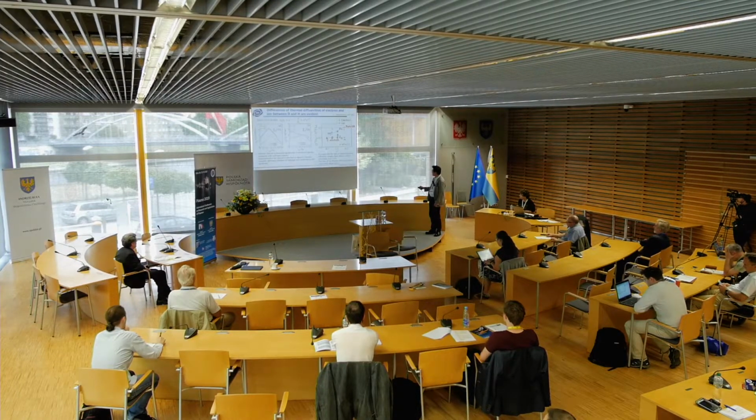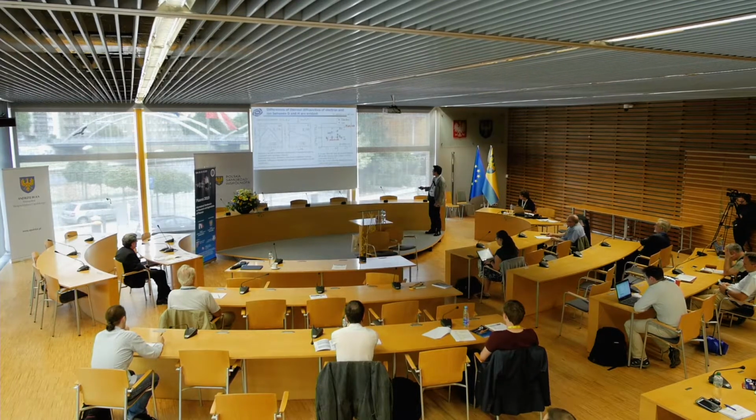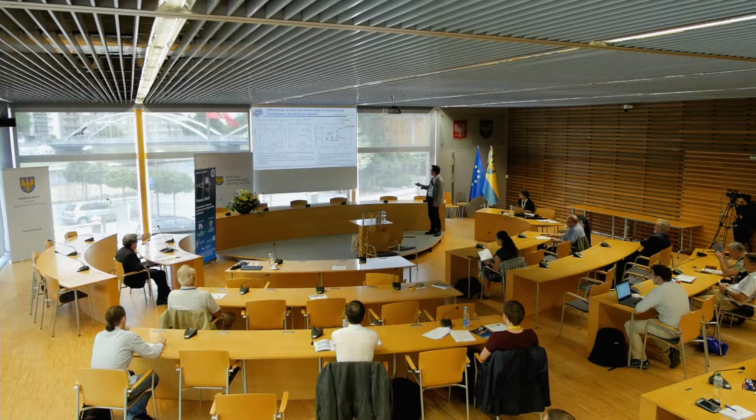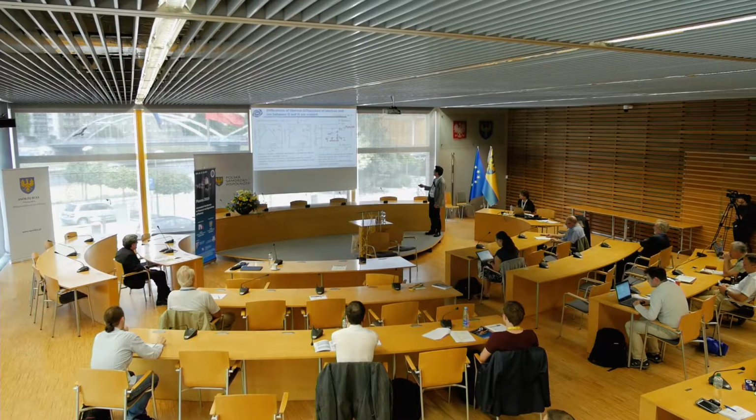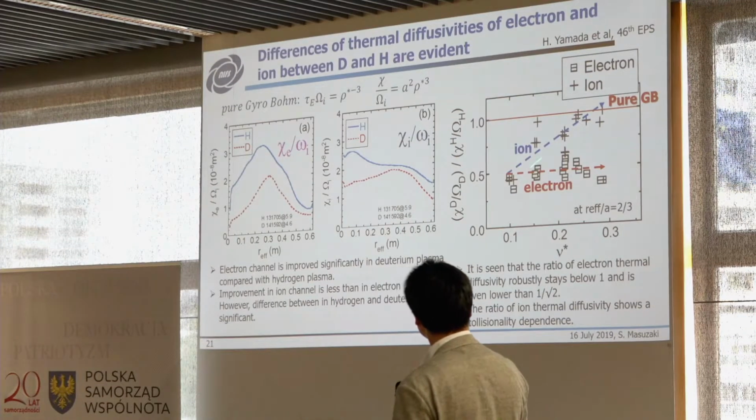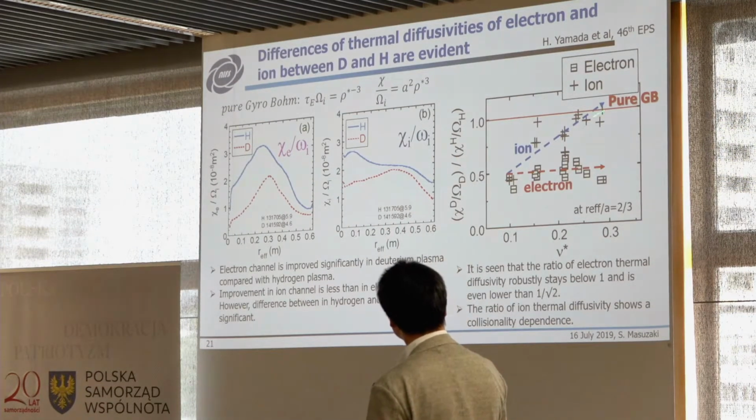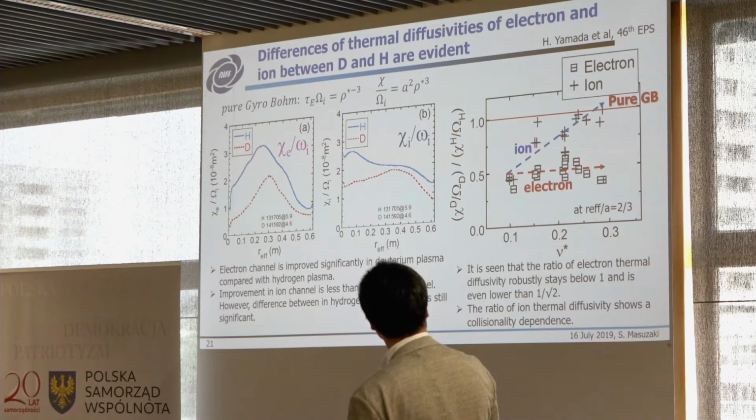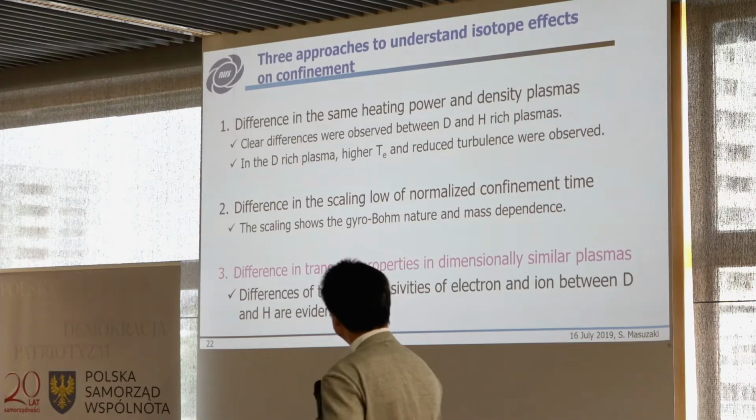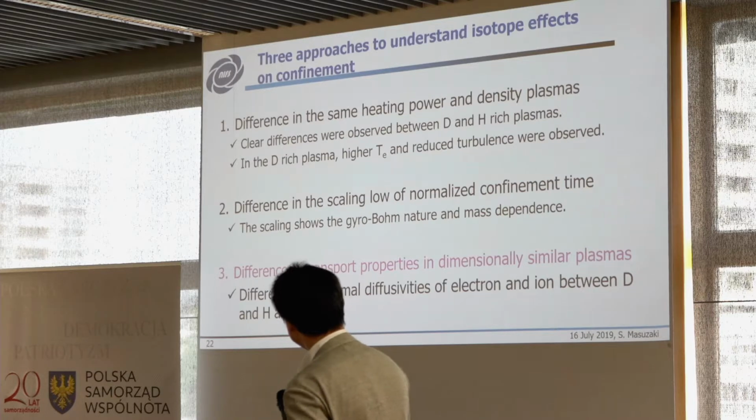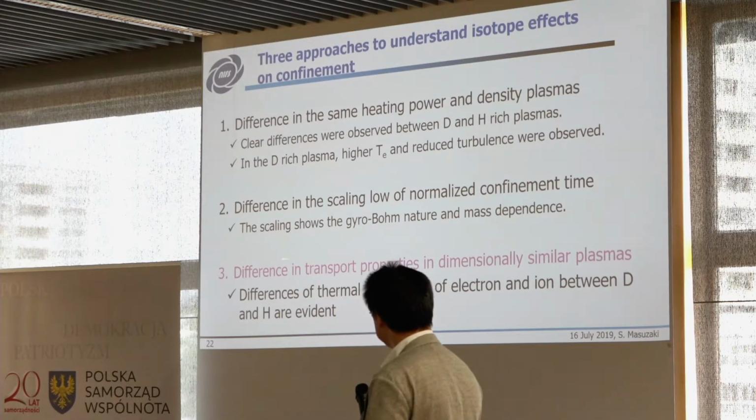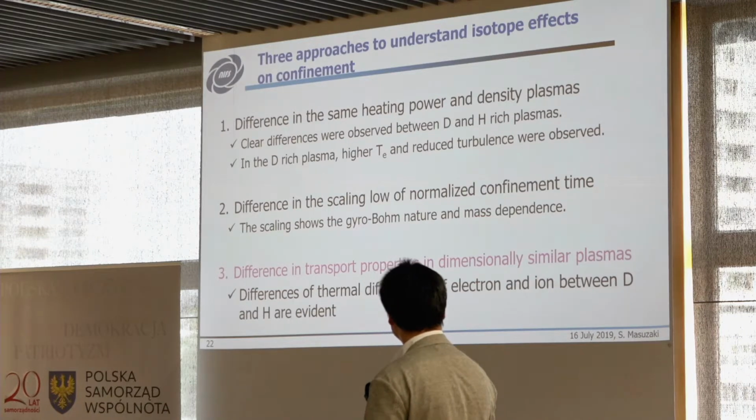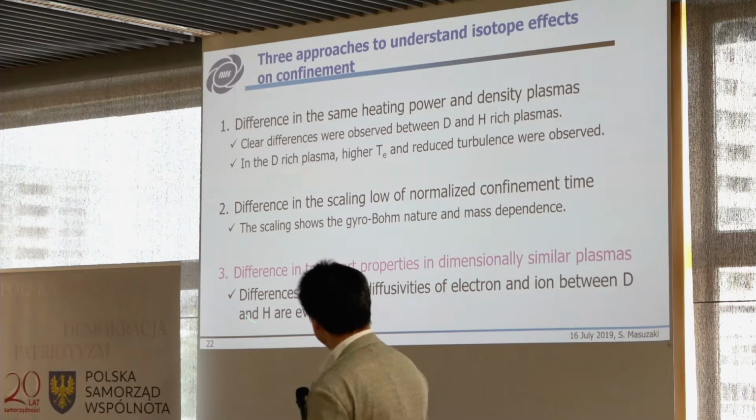In this case, you can see the ratio of electron thermal diffusivity robustly stays below 1, and even lower than 1 over root 2. And in the ion case, thermal diffusivity shows collisionality dependence. So the lower collisionality causes better thermal diffusivity, like this. So from the third approach, we got the knowledge that differences of thermal diffusivities of electron and ion between deuterium and hydrogen are evident.